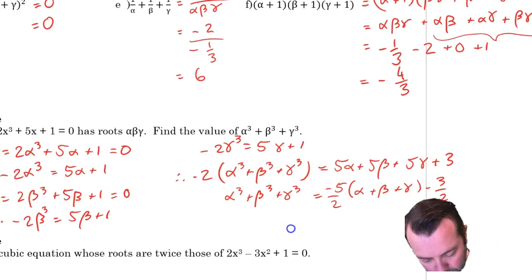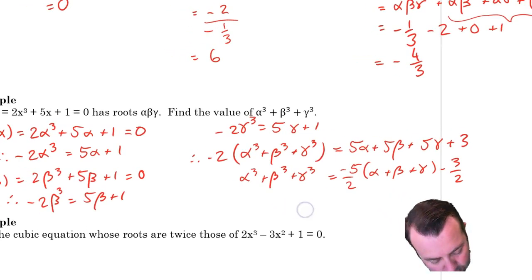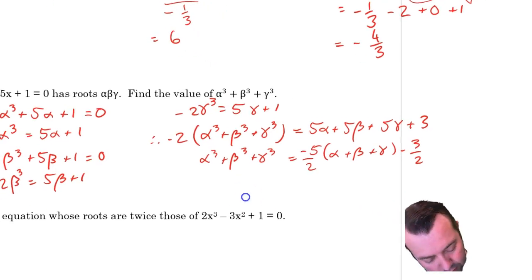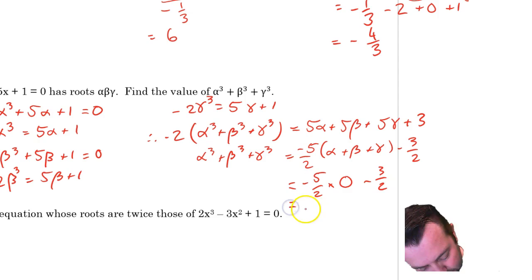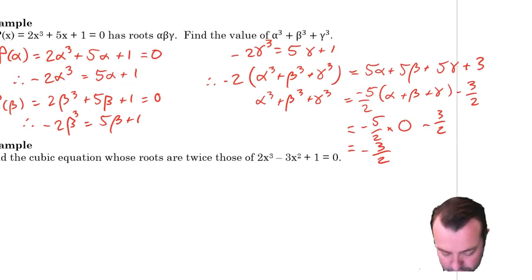Now, alpha plus beta plus gamma, remember that the sum is minus b over a, and b equals 0. So this equals negative 5 over 2 times 0 minus 3 over 2. So my answer is simply negative 3 over 2. Sorry, got a little bit scruffy there, a little bit tight, but certainly that is the fast and easy way out of this.